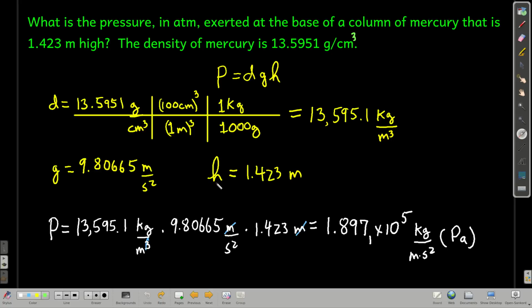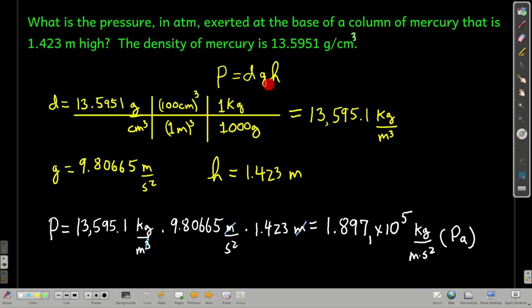We can do a couple of examples. Let's calculate the pressure in atmospheres. An atmosphere is exerted at the base of a column of mercury, and that mercury, when it's in equilibrium with the atmosphere, is 1.423 meters high. And I give you the density of mercury at least to 6 sig figs. So we're going to use this equation right here.